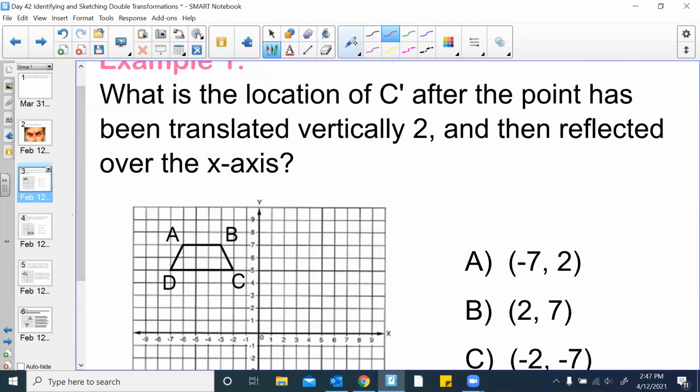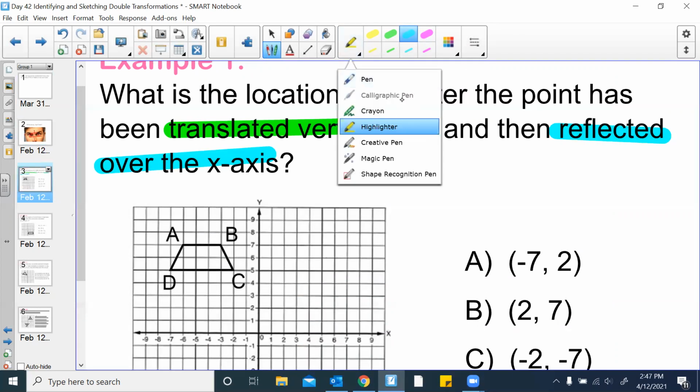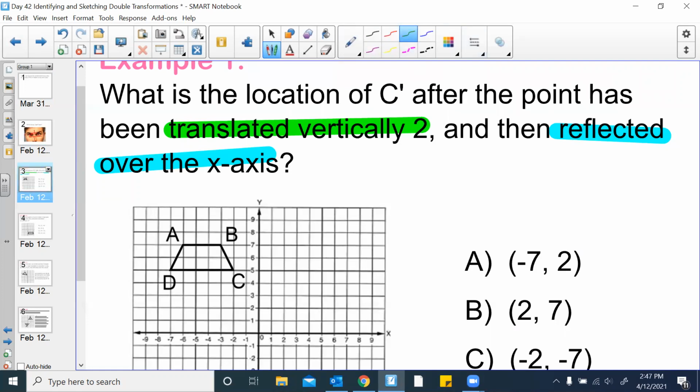All right, so what is the location of C prime after the point has been translated vertically 2, and then reflecting over the x-axis. All right, so we're going to write these out as steps, and this is what I would suggest you guys do on a test. All right, so translate vertically. Vertically is up or down, it's positive, so we're going up 2, and we're going to reflect over our x-axis.